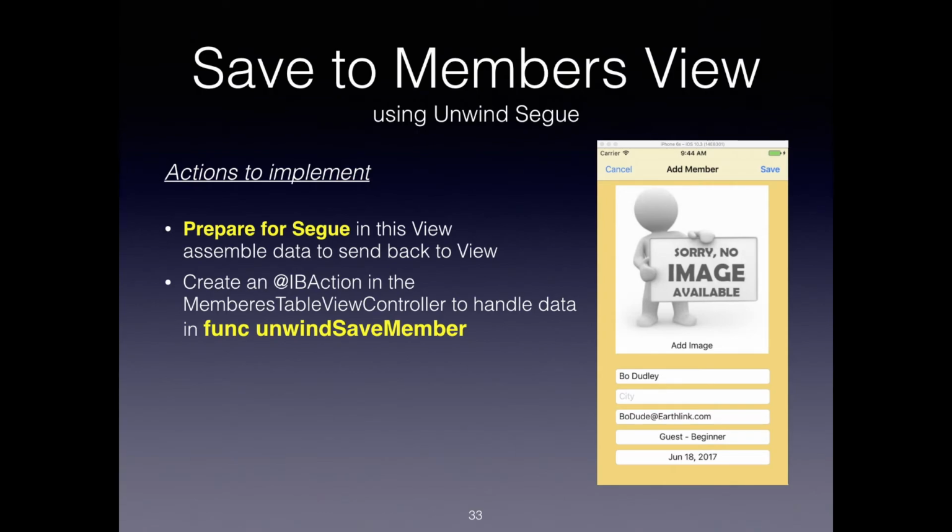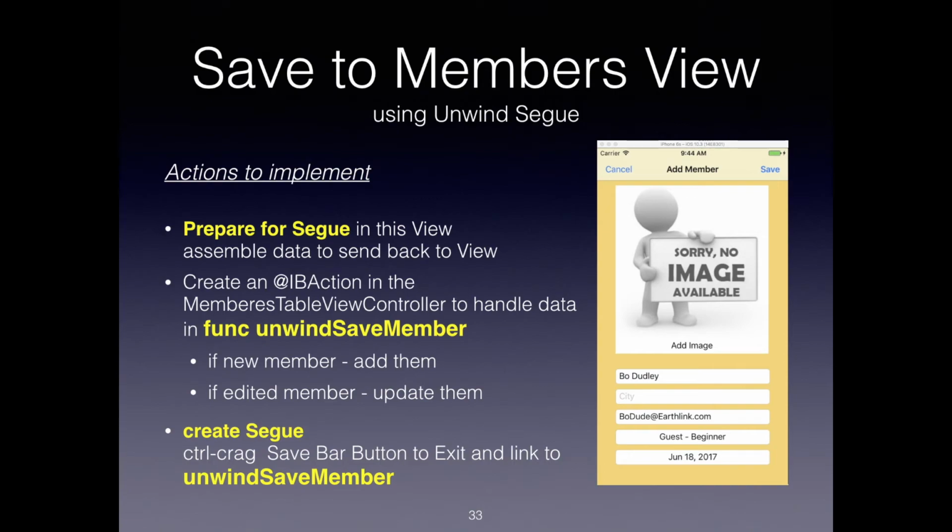It's a special kind of segue. And that segue is created by first creating a place for it to go. So we actually go in and manually create a function, but it's got to be preceded with an ampersand IB action. Because if it's a new member, we want to add the information, and if it's an edited member, we want to update them. So we're going to create a segue by doing a control drag from the save button to the exit, and then to the unwind segue member.